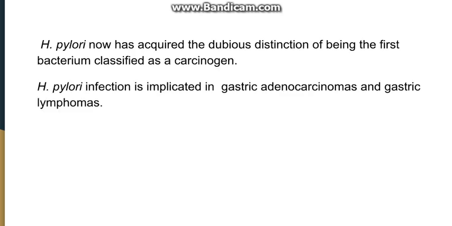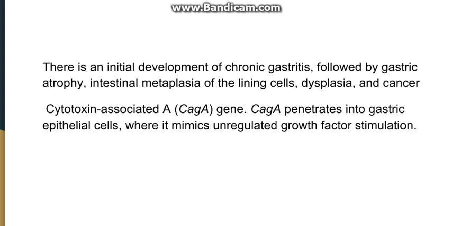Now going to one bacterium which is known as Helicobacter pylori. Now Helicobacter pylori is the first bacterium to be classified as a carcinogen, and it is implicated in two cancers. Here also the pathogenesis in each tumor is different. One is gastric adenocarcinoma and the other is gastric lymphoma. Earlier, H. pylori was very well known for causing peptic ulcer and chronic gastritis.